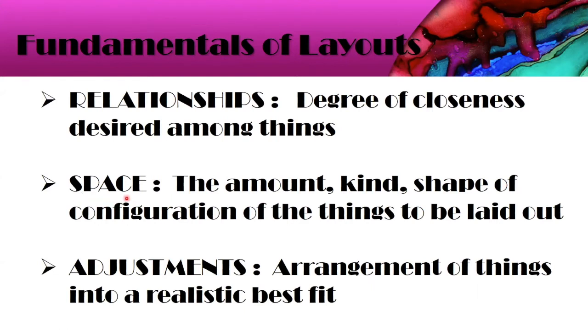Next is space. The amount of it, the kind of space, the shape and configuration of the space has to be well laid out. Third is the adjustments, wherein the arrangement of all the areas or things has to be realistically best fit. We may desire that the food production department and the receiving and the purchase should be at the same level, but sometimes due to the space constraints it is not possible. So what is the realistic way of going ahead? We follow that.